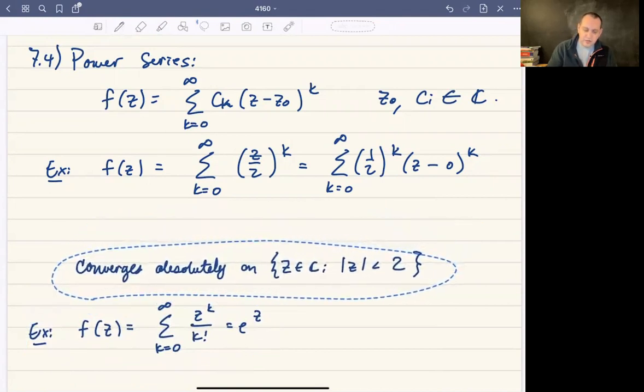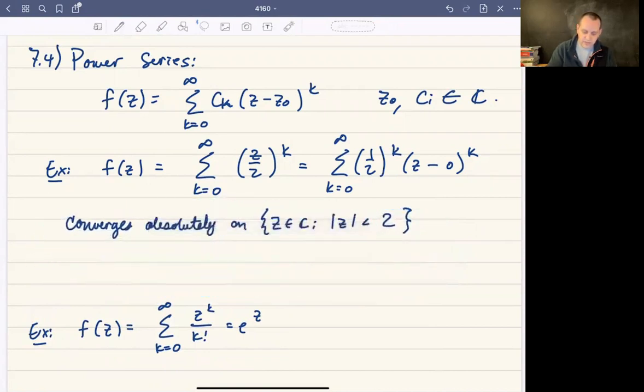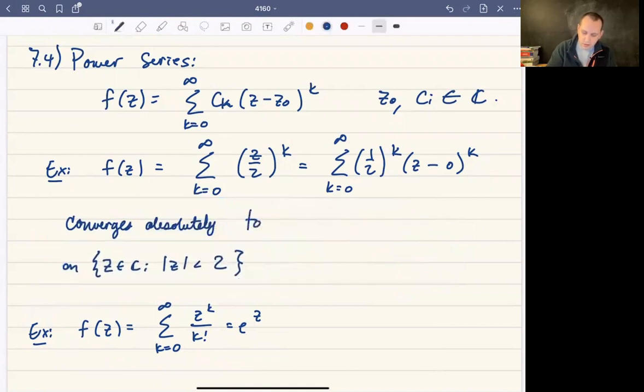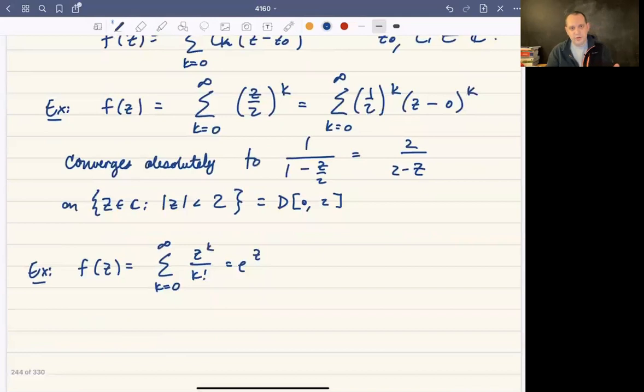But not only do we know that it converges absolutely, we actually know a little bit more. This converges absolutely to the function 1 over 1 minus z over 2, which is nothing more than 2 over 2 minus z. And that absolute convergence happens on the disk of radius 2 centered at the origin, right? Not only do we know it converges absolutely, we know what it converges to.